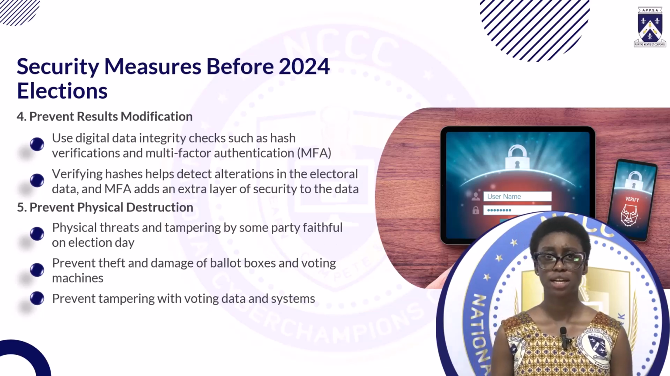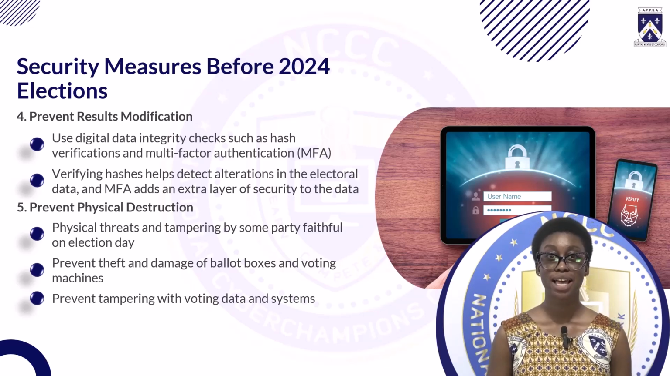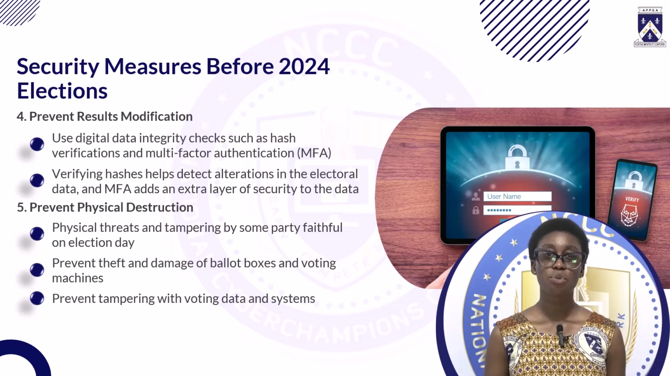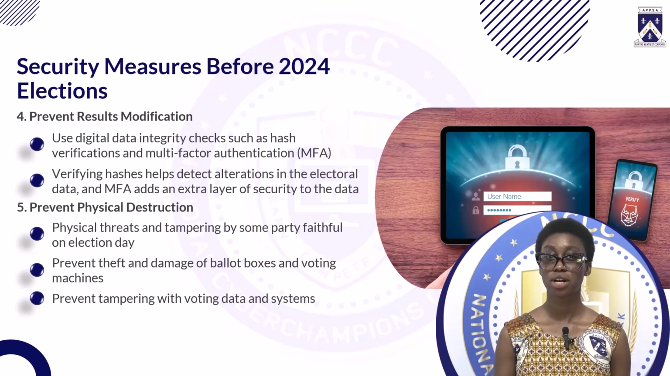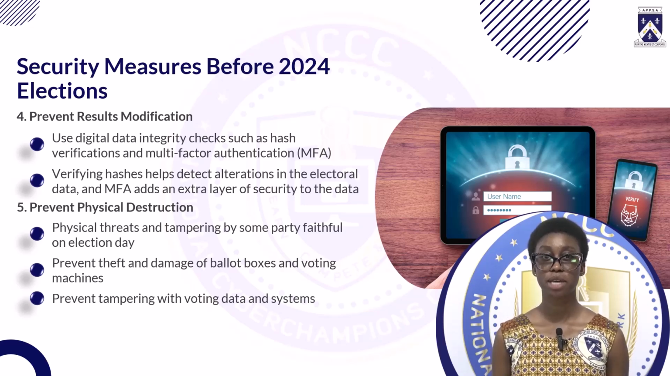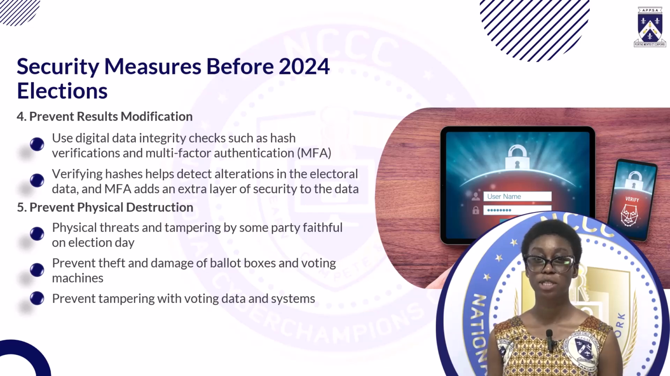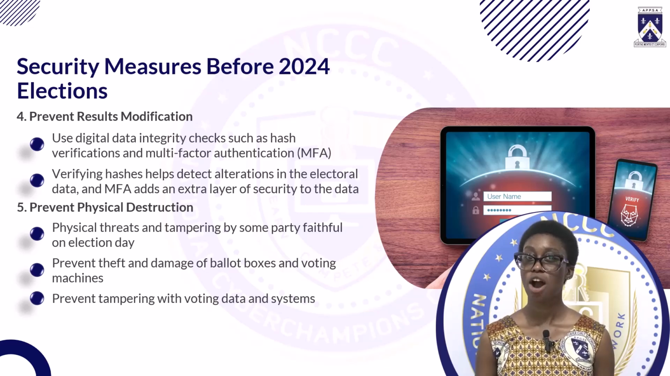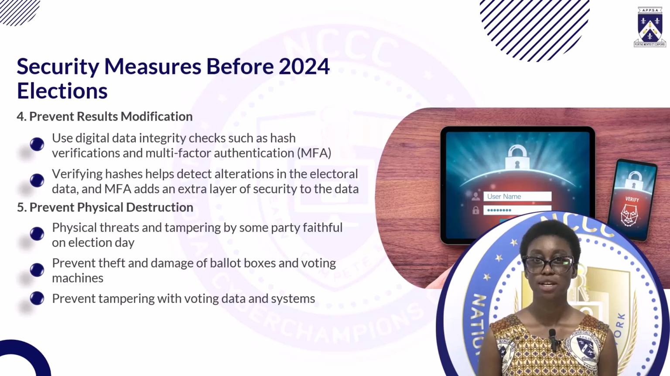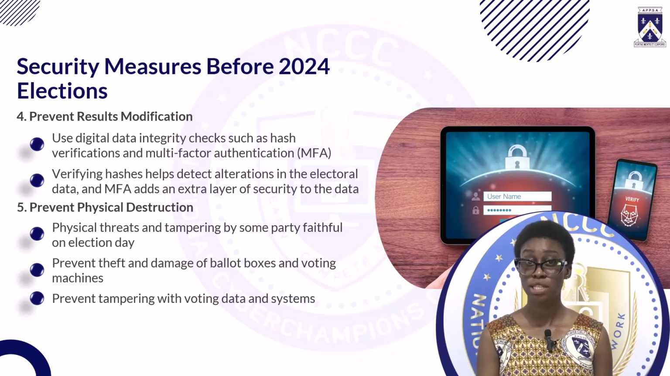Using digital data integrity checks, one may ask, why is this important? It is important because when cryptographic hashes are being calculated, these hashes are assigned to each ballot paper. For instance, let's use a ballot paper. So these cryptographic hashes are assigned to each ballot paper, so whenever there are any alterations, they will be detected. To prevent such tampering, they should adopt multi-factor authentication.